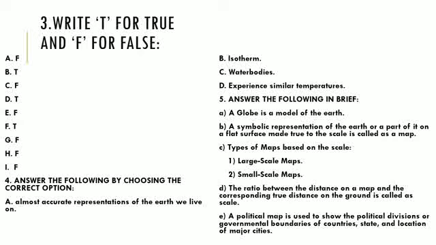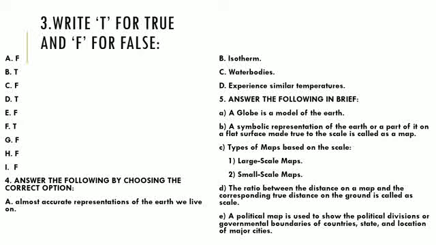C part, list the different types of maps based on scale. So types of map based on the scale are large scale maps and small scale maps. D part, what is a scale? The ratio between the distance on a map and the corresponding true distance on the ground is called the scale.